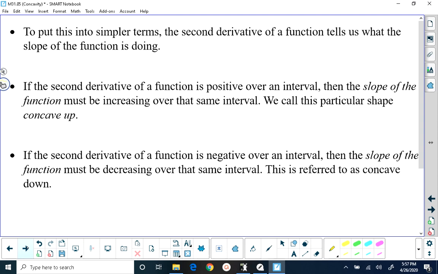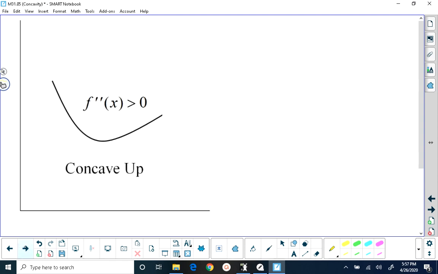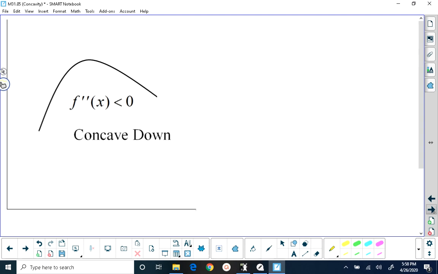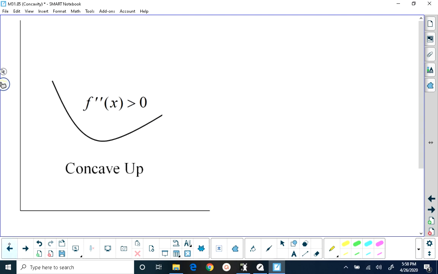By the way, we have certain names for what these shapes are. This shape is called concave up. So a concave up shape is a shape that if you were to put this out in the rain, water would collect inside of the shape. Whereas concave down is a shape that if you put it out into the rain would pour off of it and it wouldn't collect. So if the second derivative is positive, that is the overall shape.